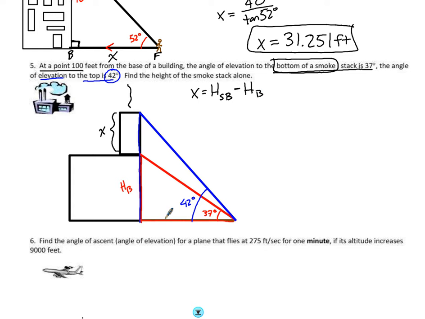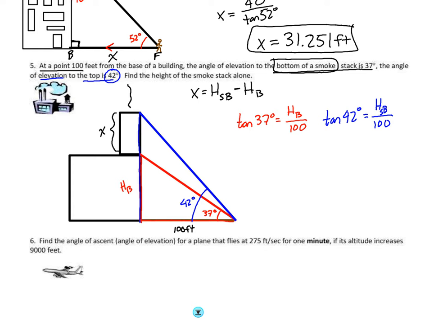If I'm trying to find the height of the building and the height of the building and the smokestack, I'm going to look at my two triangles, and I'm going to use tangent to find those missing pieces. The red triangle, I'm going to use the tangent of 37 degrees, and he's going to be equal to the height of the building over the 100 feet that I have right there. The blue triangle has a tangent of 42 degrees because I'm going to use opposite and adjacent. So here I'm going to have the height of the building and smokestack, the SB, all over 100. So we're just going to solve for the heights of the two buildings with the smokestack and without.